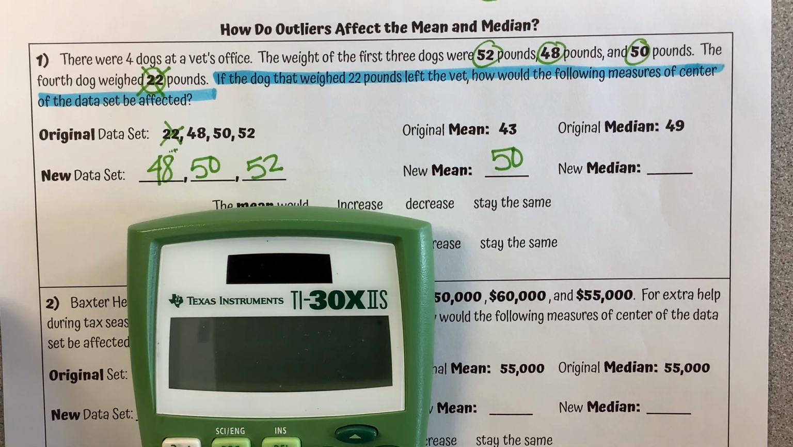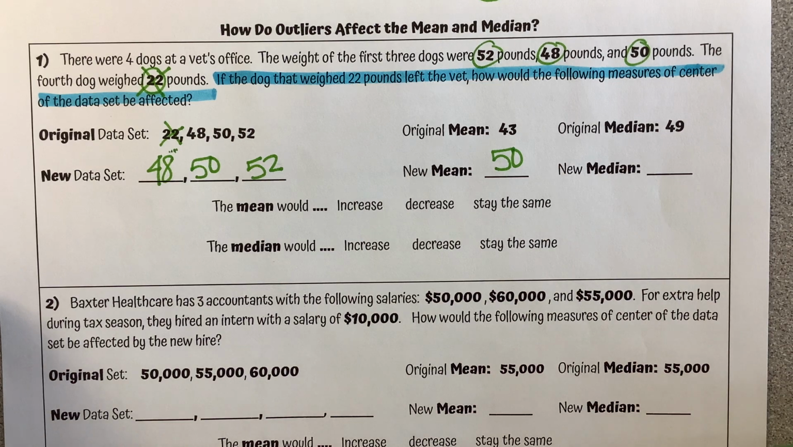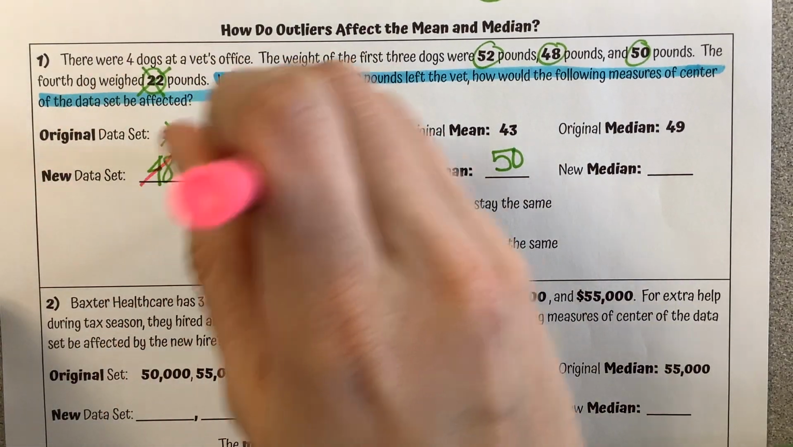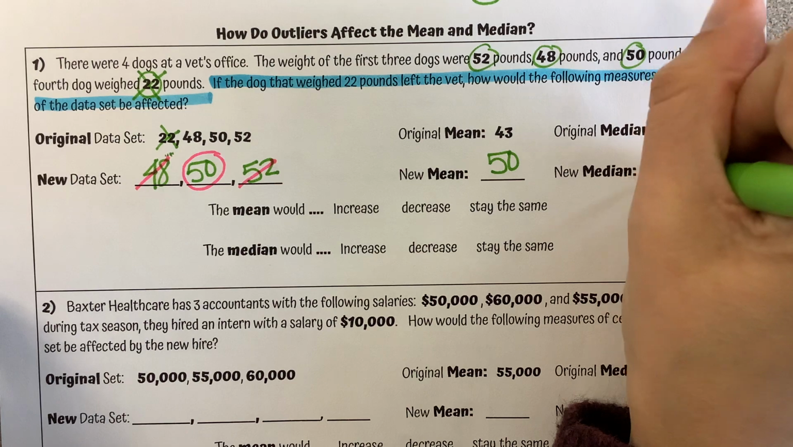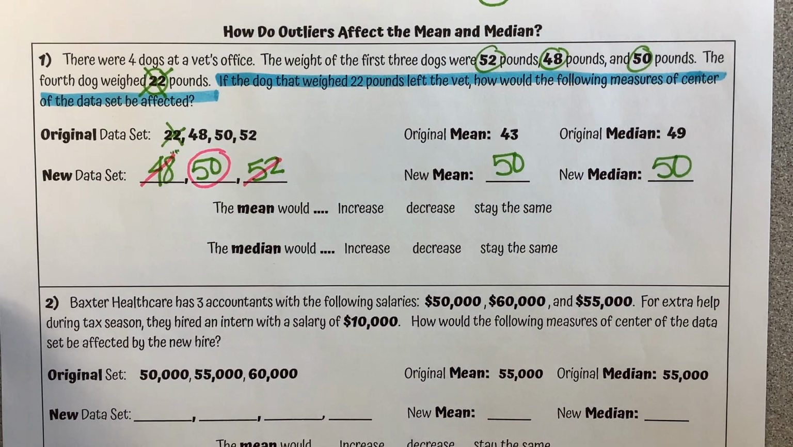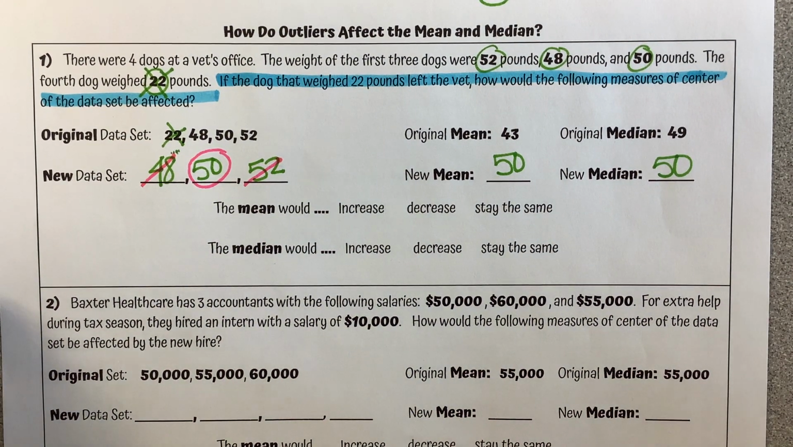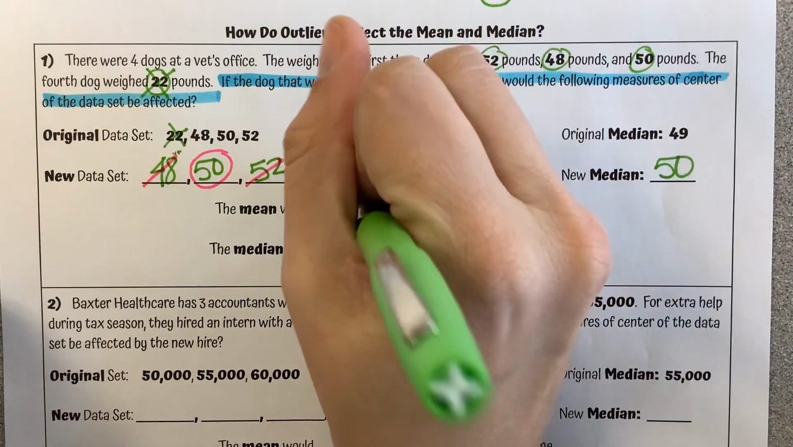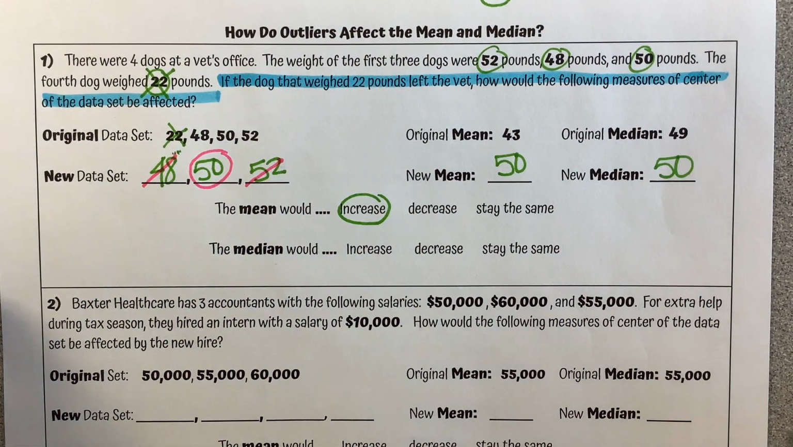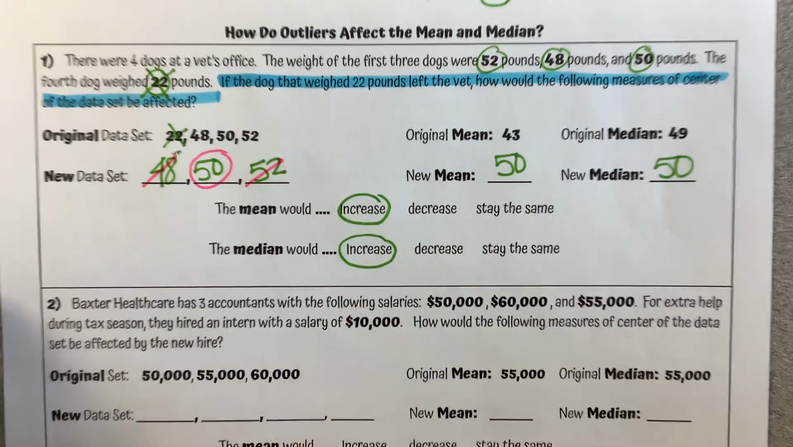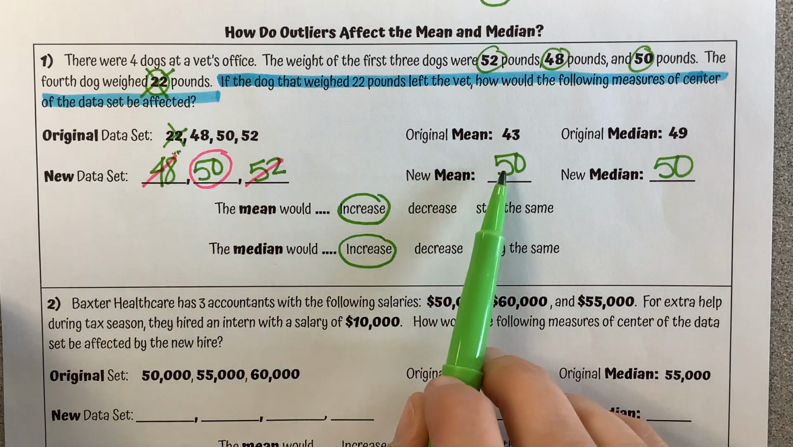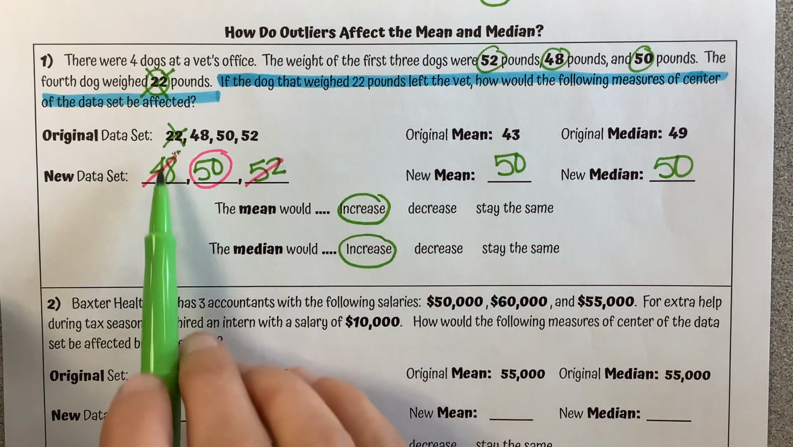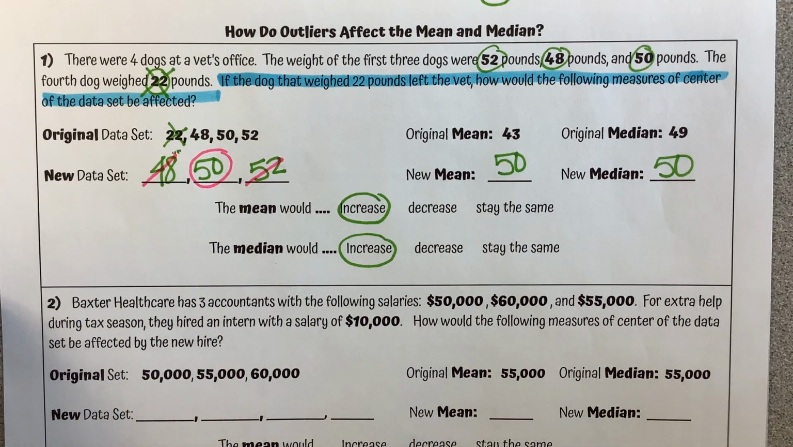For the median, now we are just crossing off lowest, highest, we are left with 1 value in the middle, and that is 50, so our median is 50. So what happened to the mean? It increased. And what happened to the median? It just barely increased. Okay? So it really didn't affect the median that much, but the mean, it did have a big effect on it because the original one was lower because this value brought it down. That outlier brought it down.